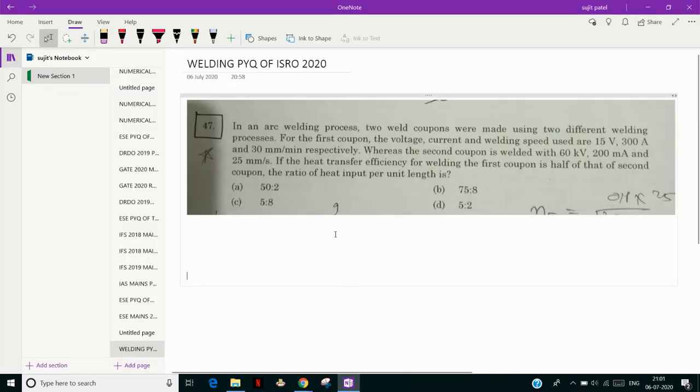Welcome back, aspirants. Today we will solve one question of welding that has been asked in ISRO 2020.